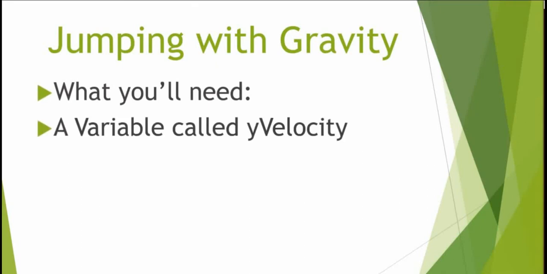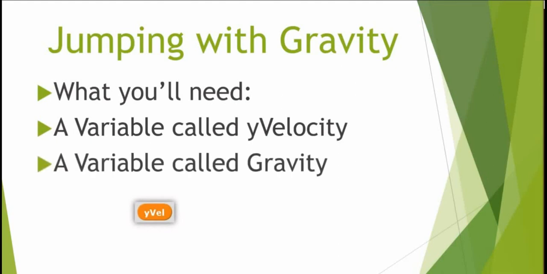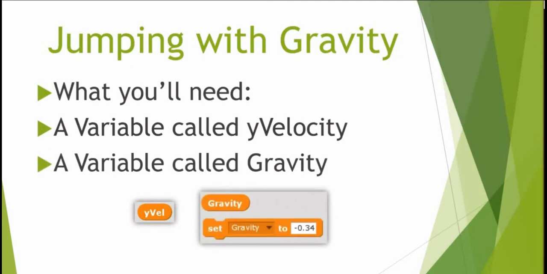So we'll need a variable called y velocity first of all. And that's our y velocity there. So I called it yvel. And we also need another variable called gravity as well. So we'll create another variable called gravity, and we'll set gravity to minus 0.34.